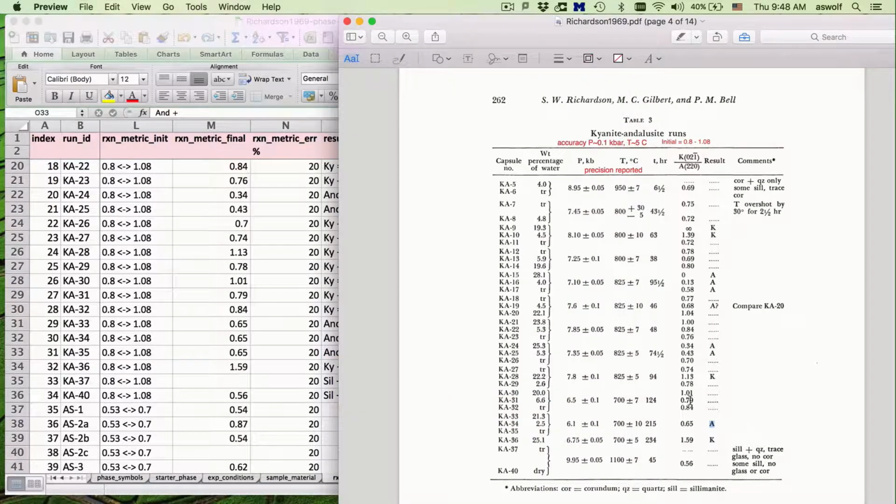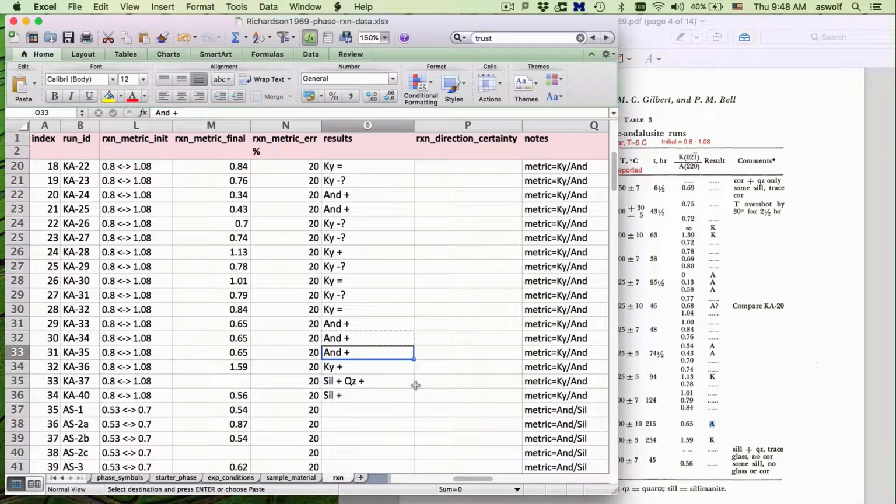33, 34, and 35. Are there any other cases where we made the same mistake? None of these above are like that. It looks like, no, that was the only one. Okay, good. We caught an error. And then, okay, so that's the end of the kyanite and andalusite ones here.